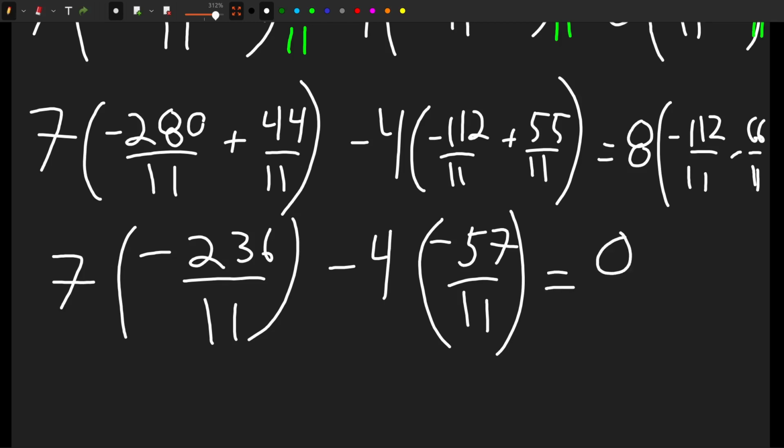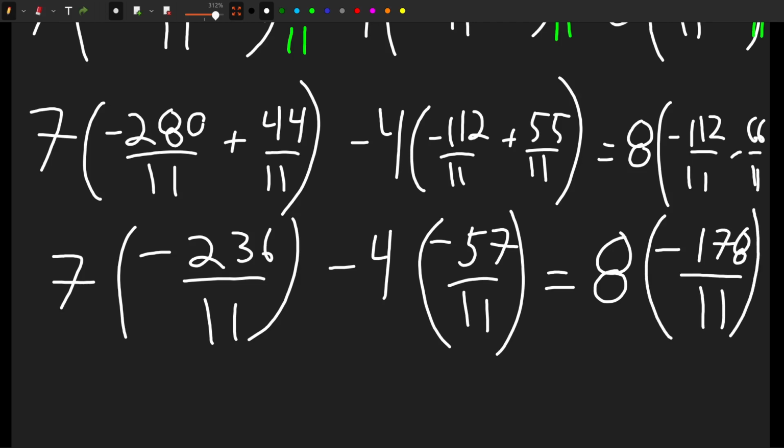And then negative 112 minus 66, that's going to be, what is that? That's 182. 60 plus 110 is 170. No, negative 178. There we go. Now all I have left to do is multiply by the 7, the negative 4, and the 8, and we'll get an answer here.